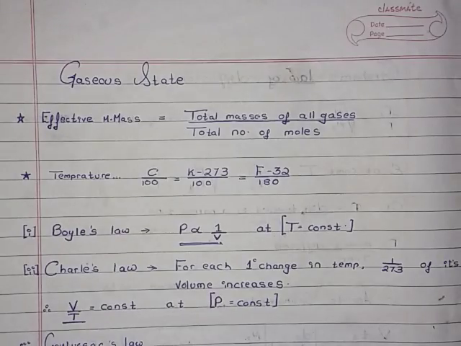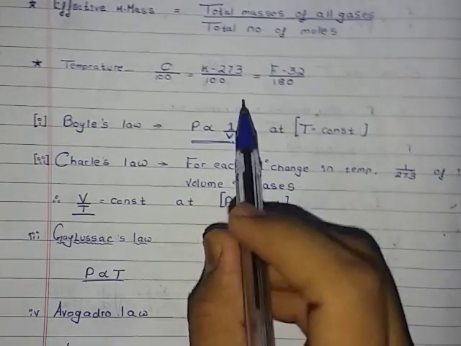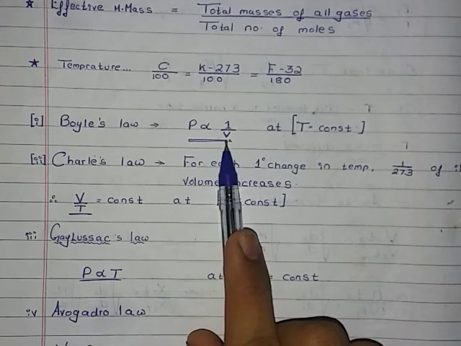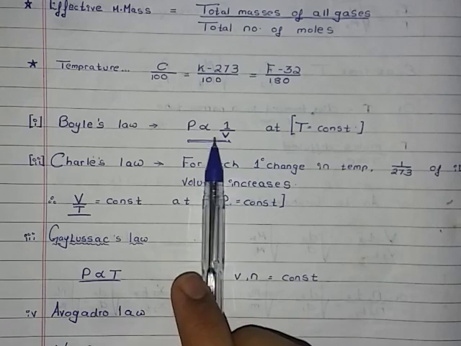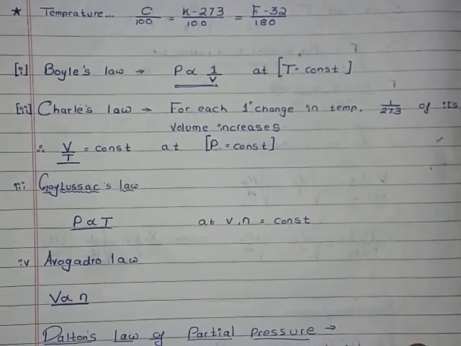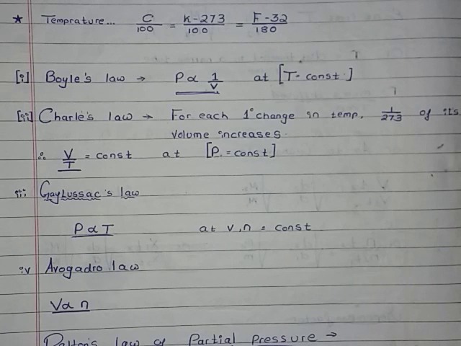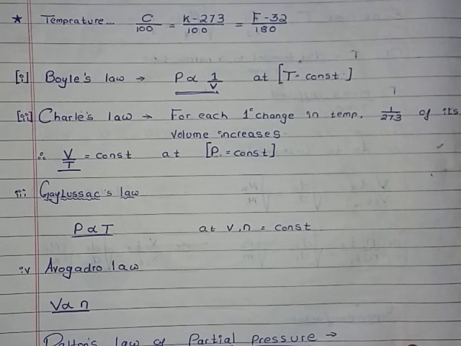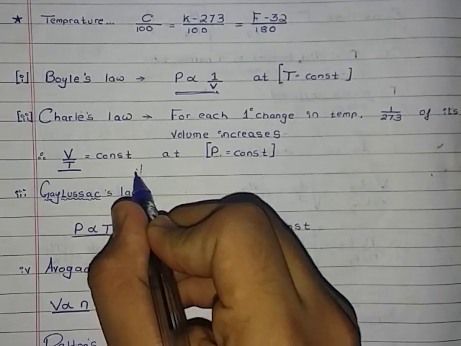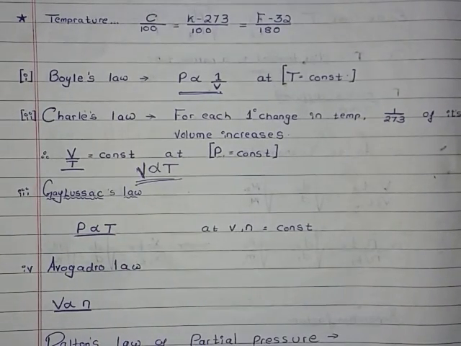Now going towards Boyle's law, coming towards the gases, the actual part of this chapter. First comes Boyle's law: pressure is inversely proportional to volume. So as the volume increases, pressure decreases, or as the pressure increases, volume decreases, at constant temperature. What about Charles' law? Charles' law states that for any 1 degree change in temperature, 1 upon 273rd of its volume increases. It simply says that volume upon temperature equals constant, that means volume is directly proportional to temperature. If temperature increases, volume increases. If volume decreases, temperature decreases.